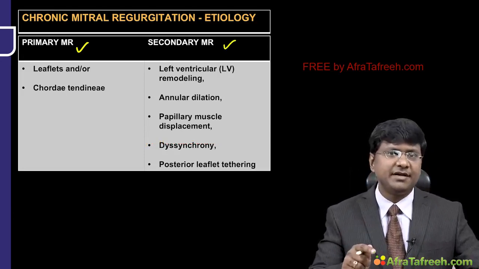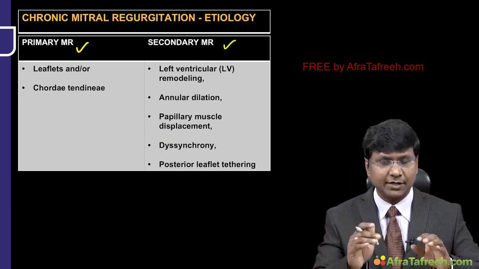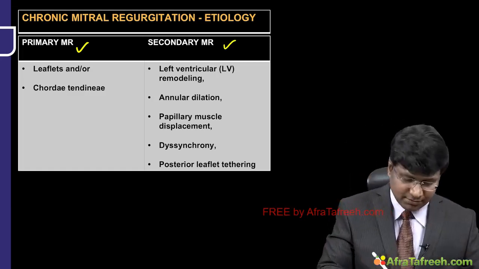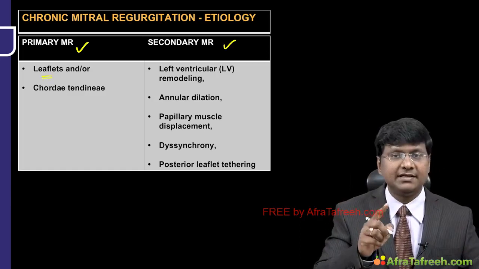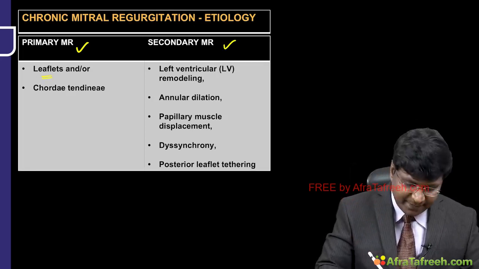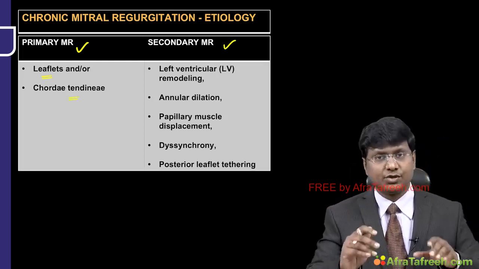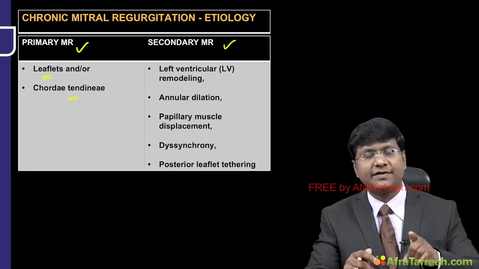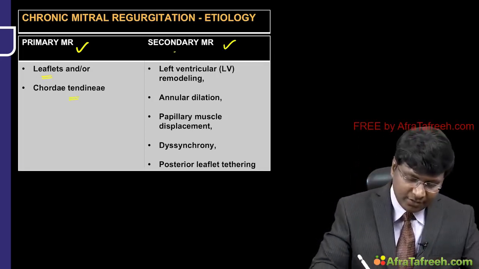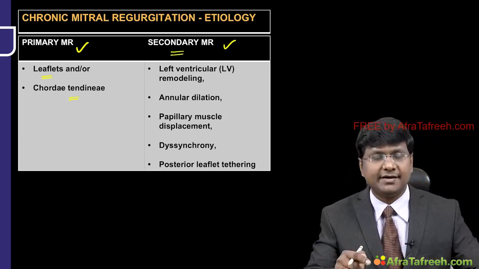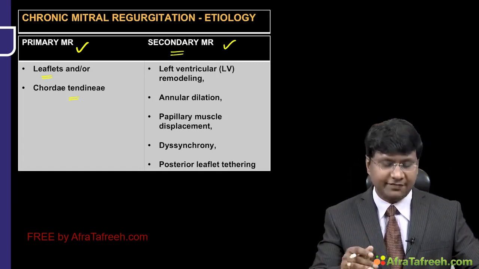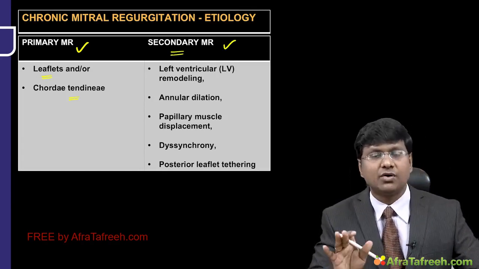Now, what is primary MR and what is secondary MR? Let me tell you. In primary MR, which is a degenerative disorder, the pathology will be only in the mitral valve leaflets, that is the anterior as well as posterior mitral leaflets, and in the chordae tendineae. So if pathology of the mitral valve leaflets and chordae tendineae causes MR, that will be primary MR. Then, what do you understand by secondary MR? In secondary MR, the pathology is not in the mitral valve leaflets or the chordae tendineae.